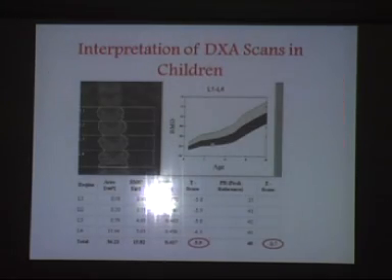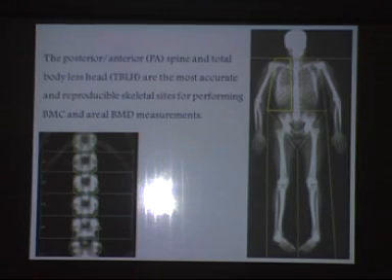So how can we interpret DEXA scans in children? The most important is that in the report we do not want to have a T-score. You see here the T-score is -5, while the Z-score is -1.7. Someone who is not very familiar with a DEXA report will consider the child osteoporotic based on the T-score.